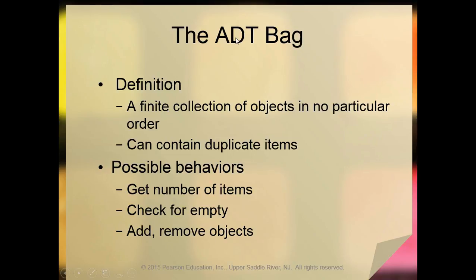So the abstract data type, ADT bag, what is it? A bag is essentially a finite collection of objects in no particular order, and they can contain duplicate items. It's kind of like a set, and you can have duplicate items in a set. And behaviors, in other words methods of the bag class, you can get the number of items in the bag. You can check if the bag is empty, and then of course, you can add and remove objects from the bag. So that seems pretty intuitive.